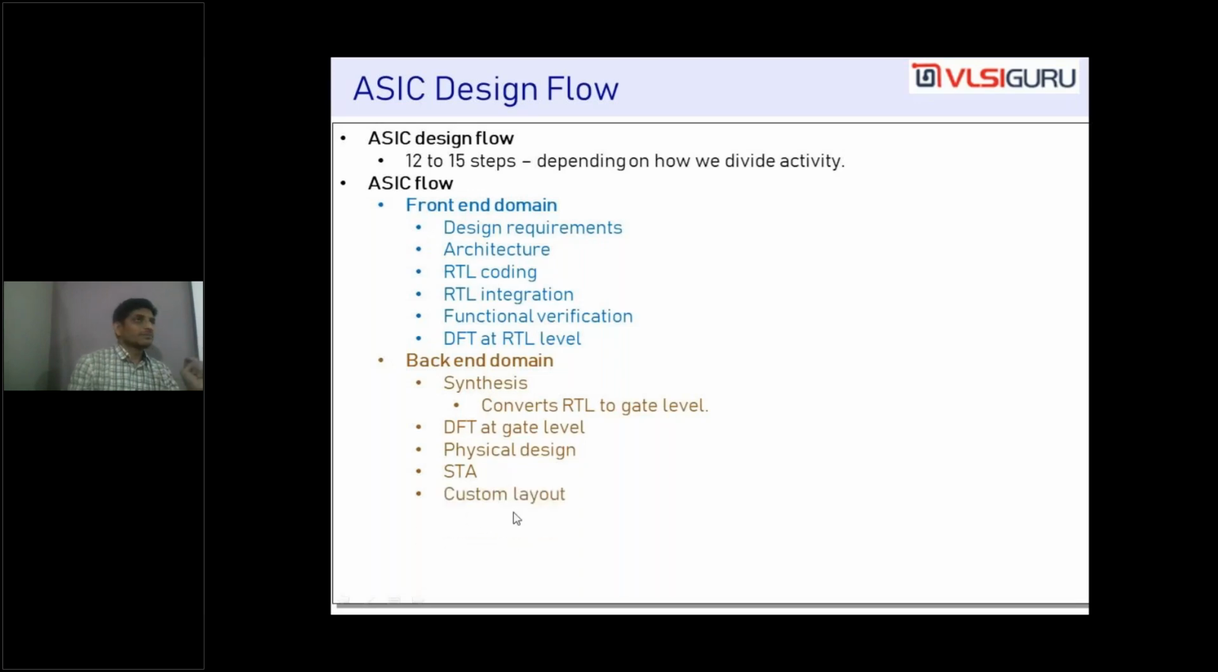Then you have custom layout. Custom layout means draw the layout at the transistor level. Till this point, it was all gates. Then that need to be converted into what? Transistor level. That is called as what? Custom layout. Once it is done, you do something called as physical verification. What is physical verification? Is checking the basic rules.